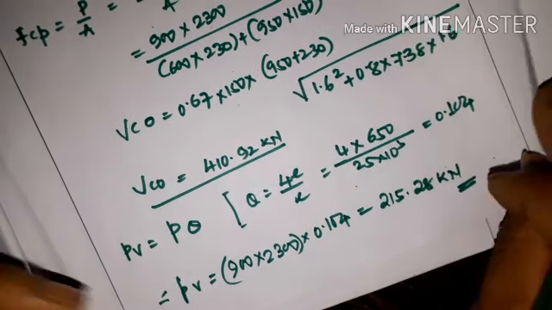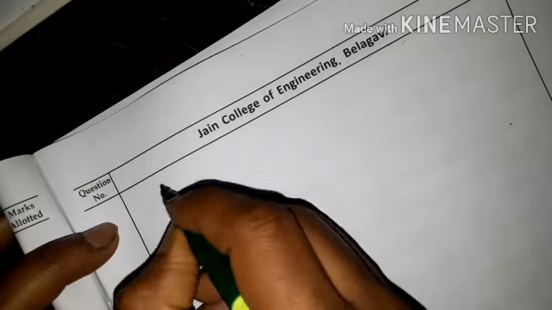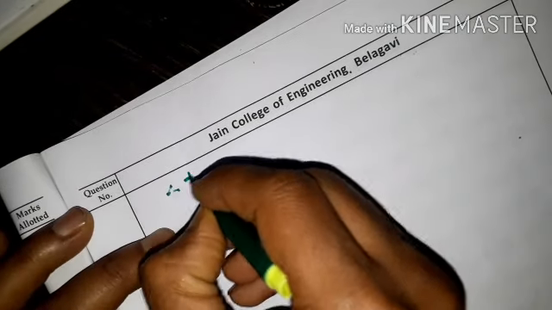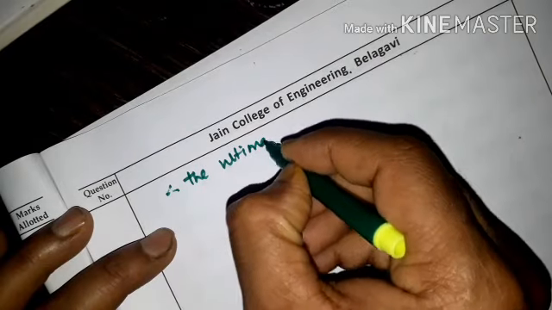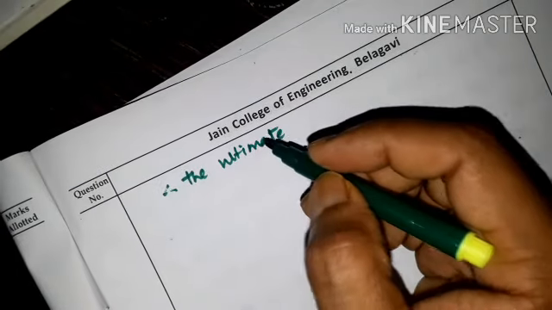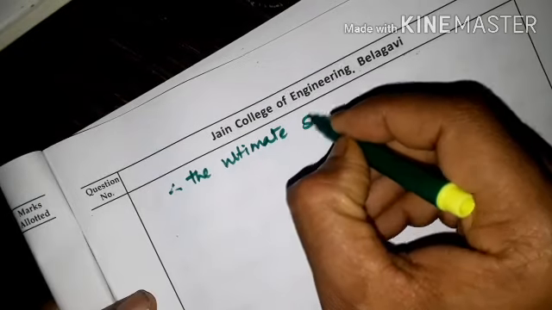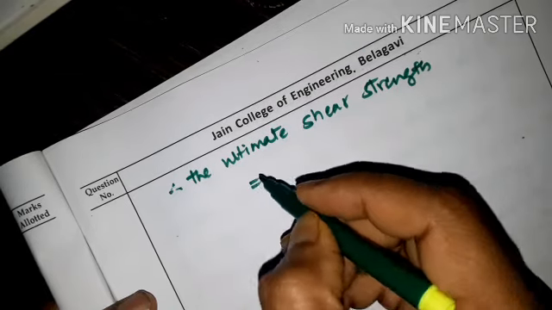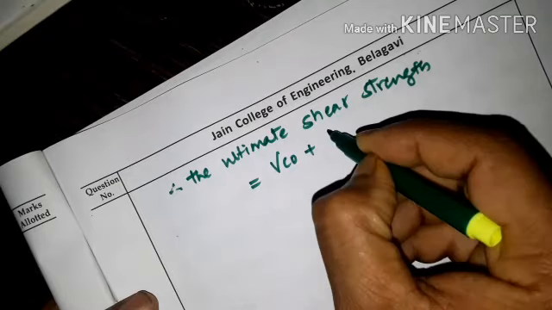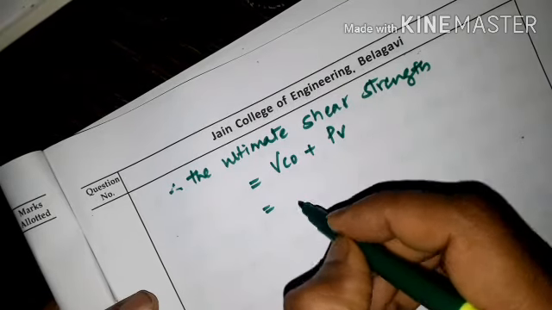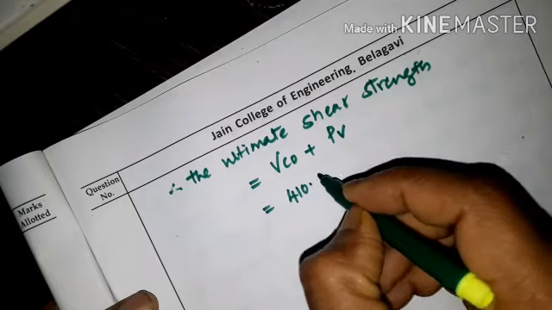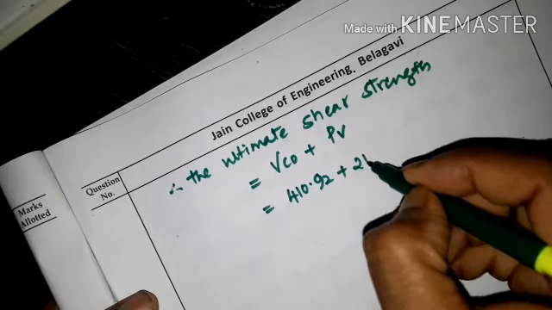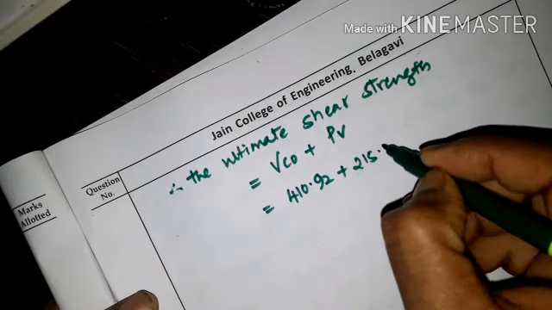Therefore the ultimate shear strength is equal to VCO plus PV. VCO is 410.92 plus PV is 215.28. So we'll get total shear resistance as 626.2 kilonewton.